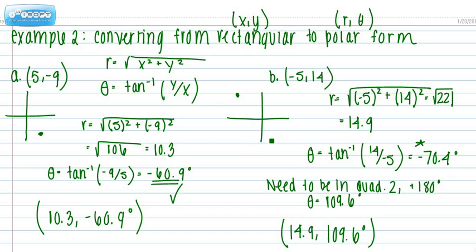So if we wind up in the wrong quadrant, we want to add 180 degrees to whatever our angle measure is so that we wind up in the correct location. So in this case, if I add 180 degrees to -70.4, we should wind up with an angle measure of 109.6 degrees. So the polar form of my point should be (14.9, 109.6 degrees).